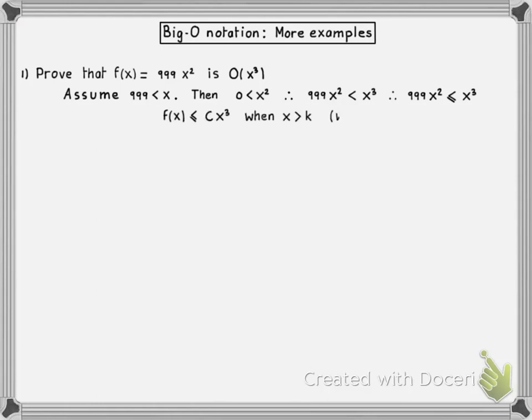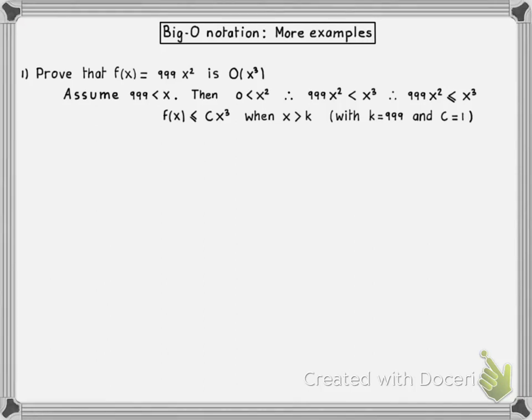So here is the formal definition of the big O relationship. In this case, k is equal to 999, and c is inferred automatically from this inequality. In this case, c is equal to 1. And this concludes our proof.